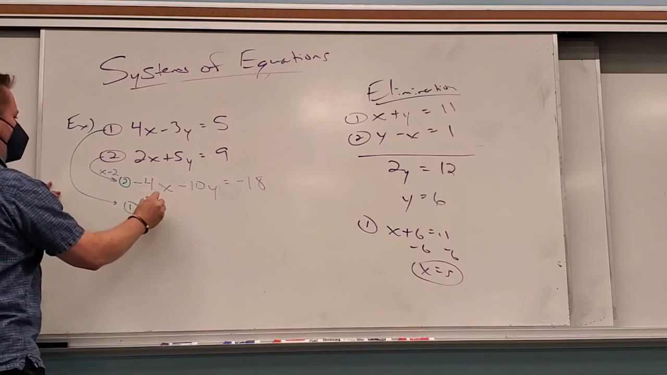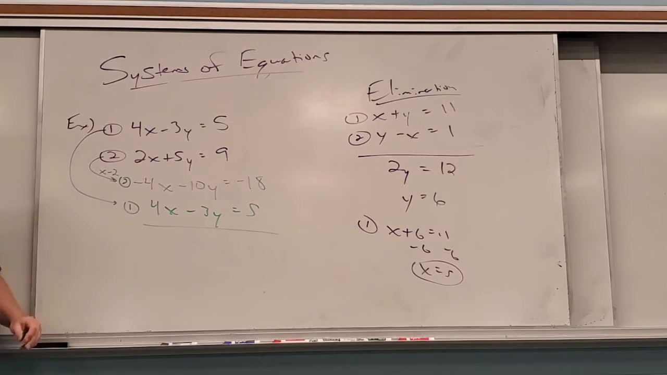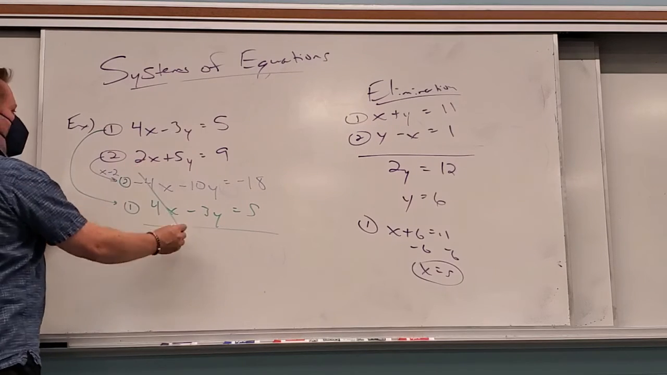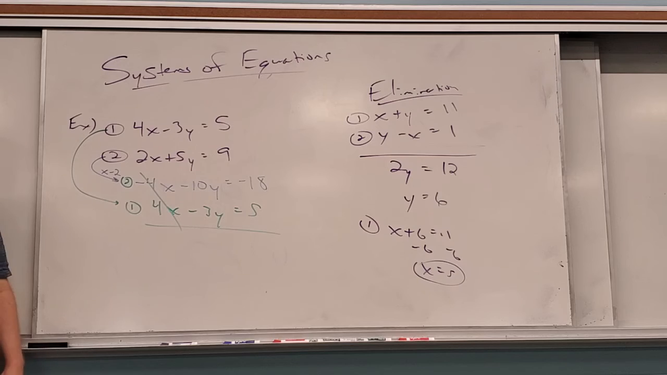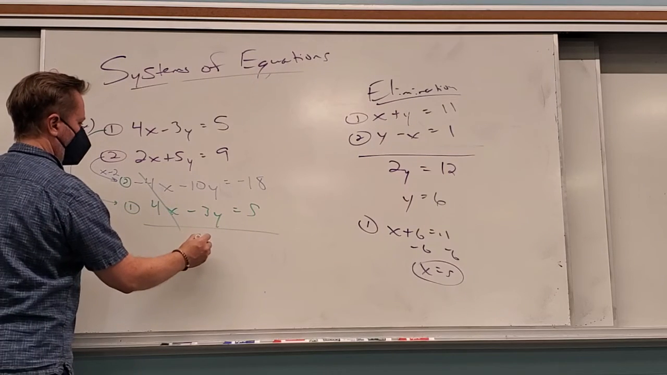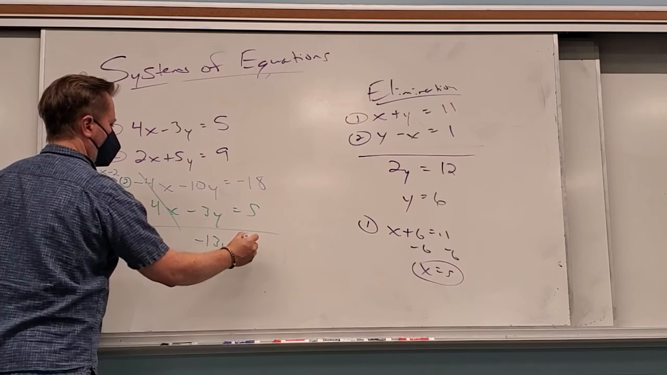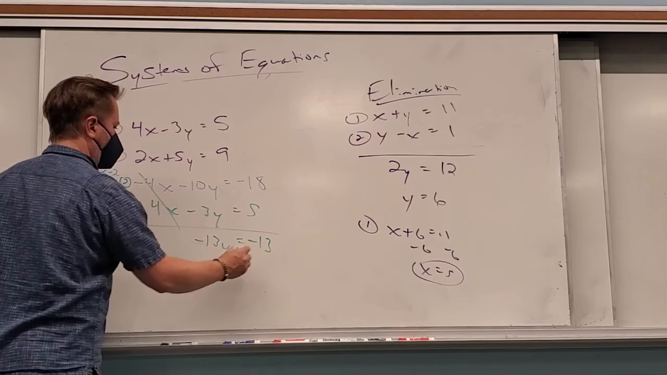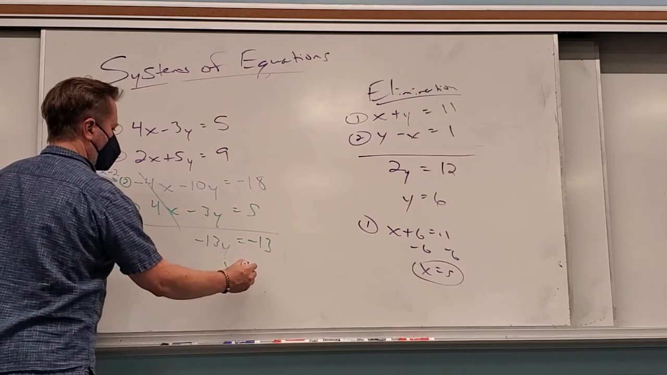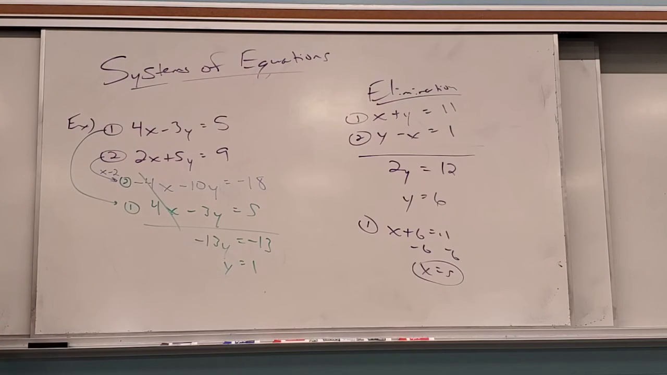If I bring 1 back down, can I add those together? And something good happens. Yes, right? Now those die. Good. Damn x's. What do I get here? Negative 13y equals? Negative 13. So y is? 1. Right, negatives cancel, right?